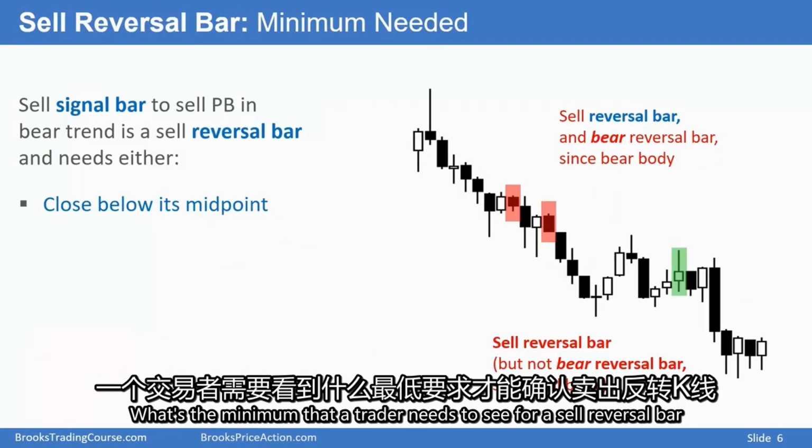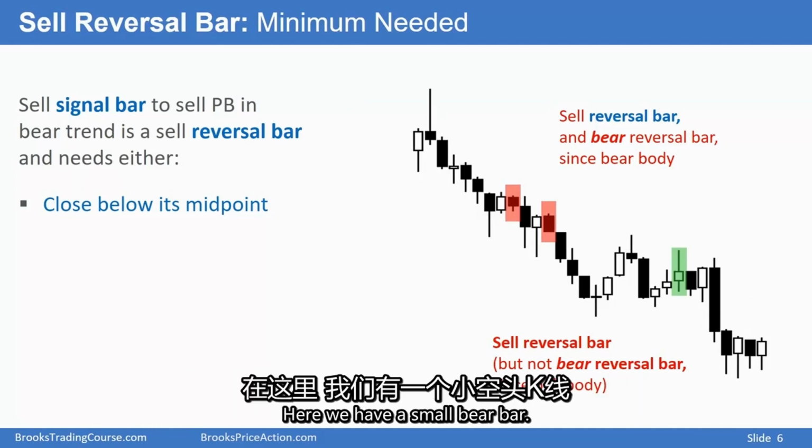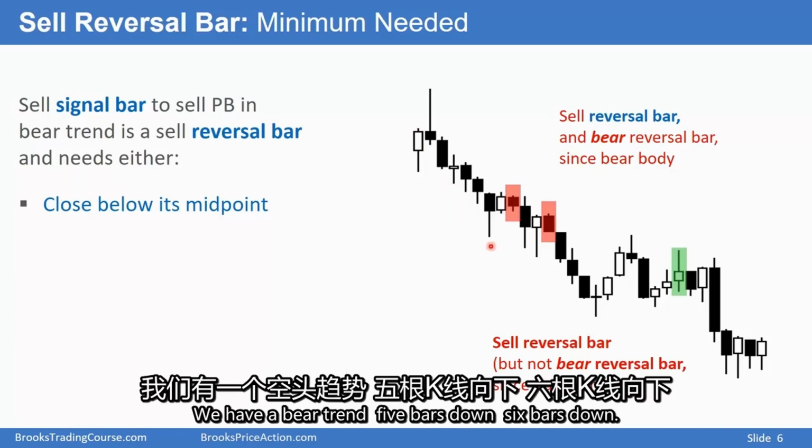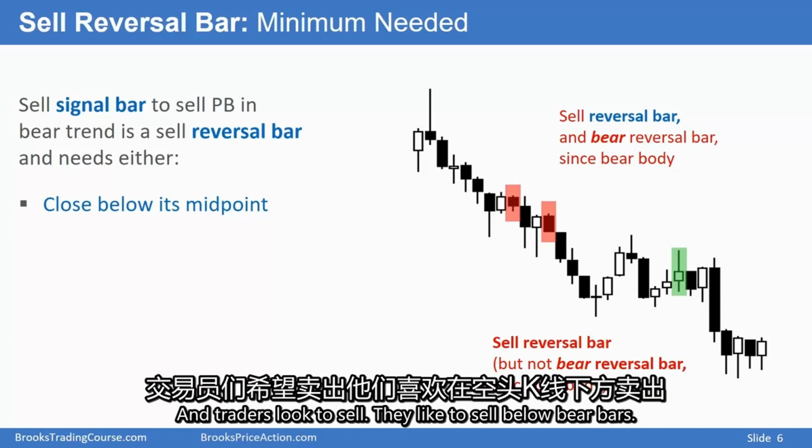What's the minimum that a trader needs to see for a sell reversal bar? Well, a close below the midpoint. Here we have a small bear bar. We have a bear trend, 5 bars down, 6 bars down. And we tried to reverse, not very strongly. So it became a bear flag. And traders look to sell. They like to sell below bear bars.